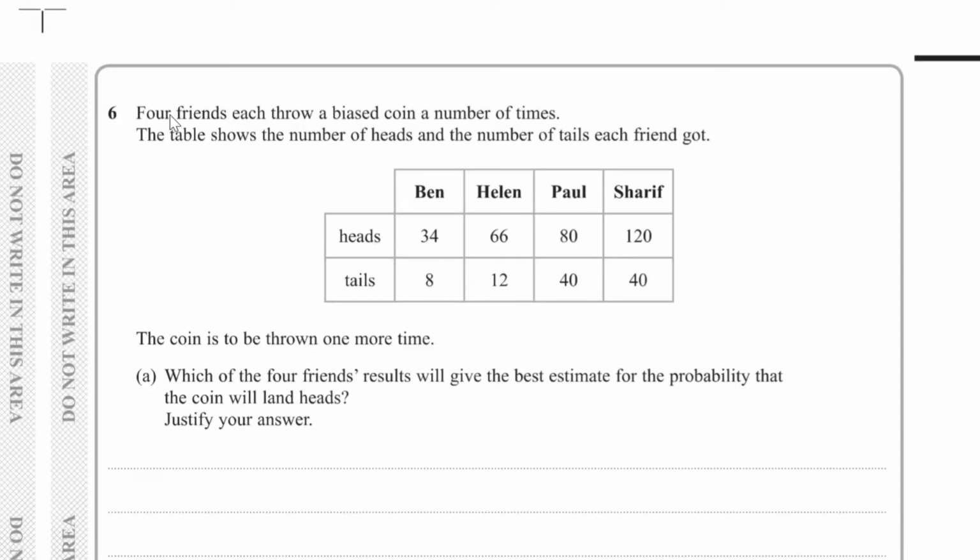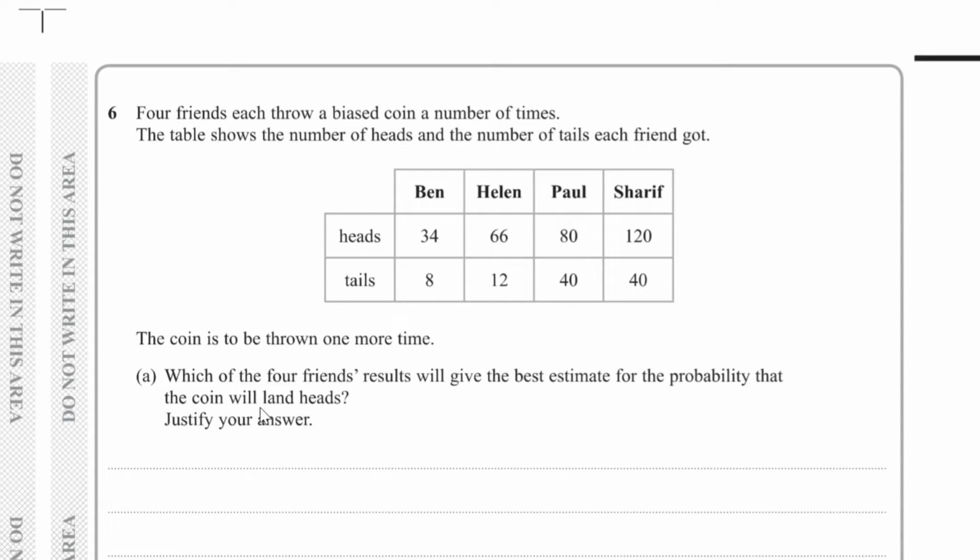Question 6. 4 friends each throw a biased coin a number of times. The table shows the number of heads and the number of tails each friend got. So we've got the number of heads here and the number of tails. The coin is to be thrown one more time. For part A, which of the 4 friends' results will give the best estimate for the probability that the coin will land on heads? Justify your answer.